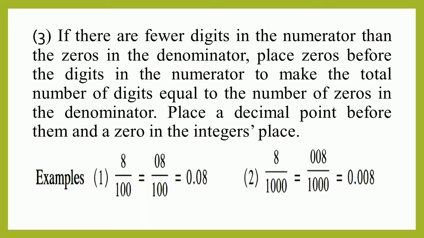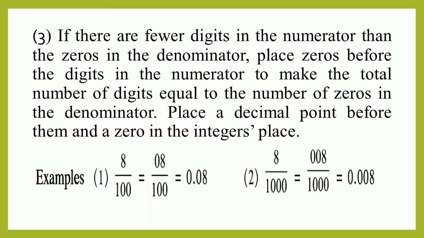Now see the first example. In the first example, the common fraction is 8 upon 100. So the total number of digits in the numerator is 1 and in the denominator there are 2 zeros. So the number of digits in the numerator is 1, that is less than the number of zeros, because there are 2 zeros in the denominator. So for that we will place the zeros before the number, that is before the 8. So that will make the two digits 0 and 8. So we will put the point before them and place the 0 in the integer part.